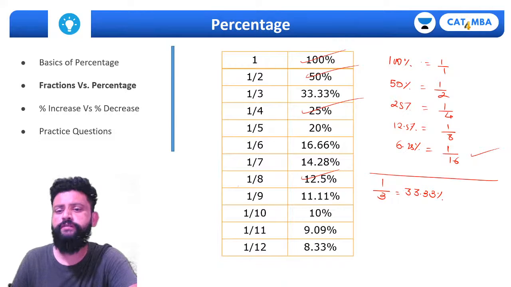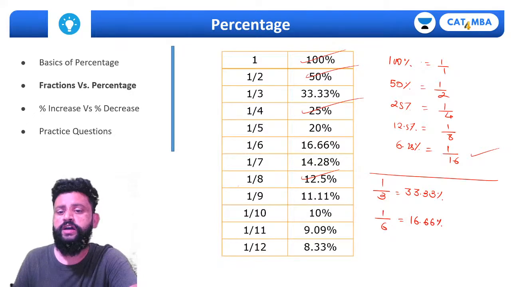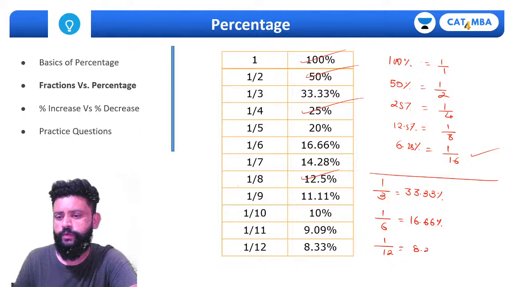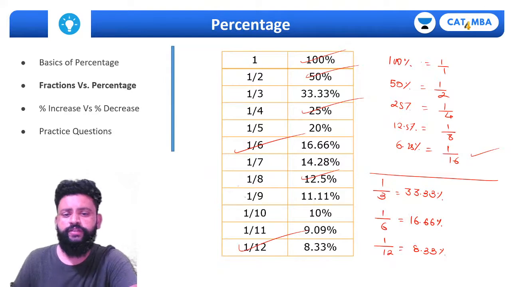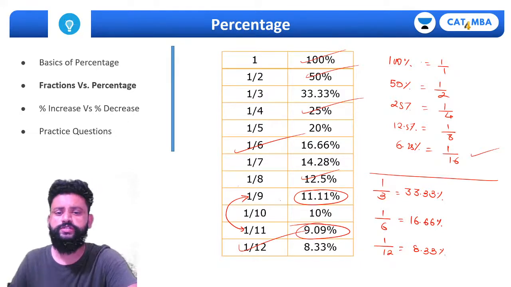If we take half of 1/3, half of 1/3 is 1/6. That comes out to be 16.66%. Half of 1/6 will be 1/12. That comes out to be 8.33%. So you can remember these two more fractions, 1/6, 1/12. After that, 1/9 and 1/11. 1/9 is 11.11%. 1/11 is 9.09%. You can easily remember these two values.